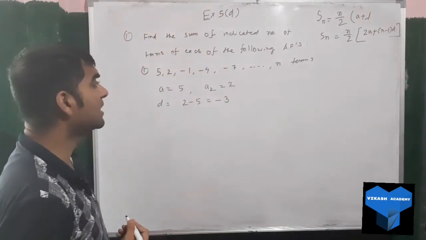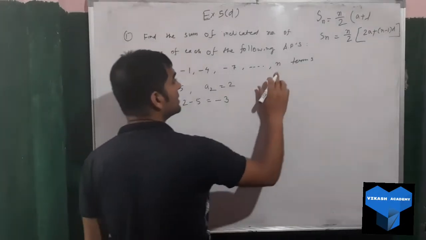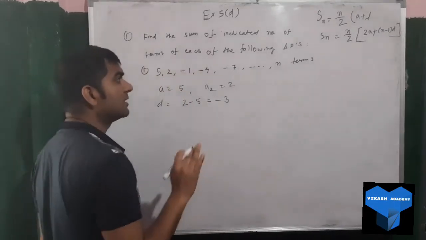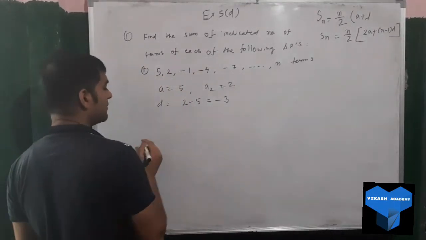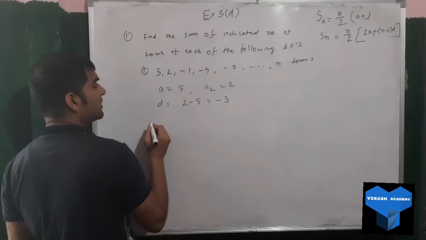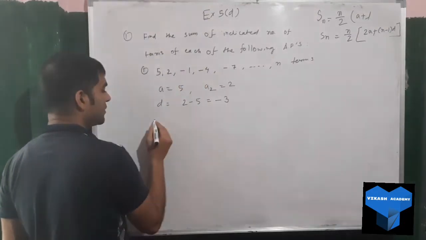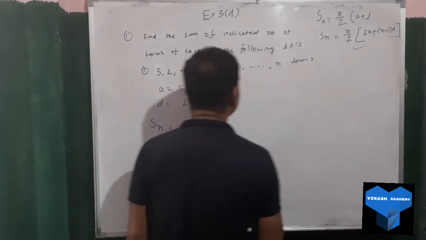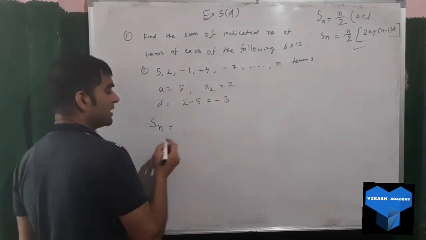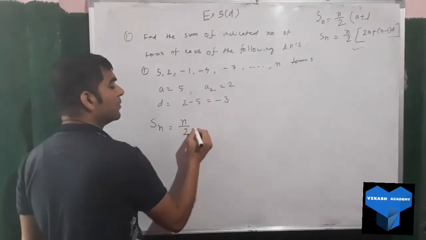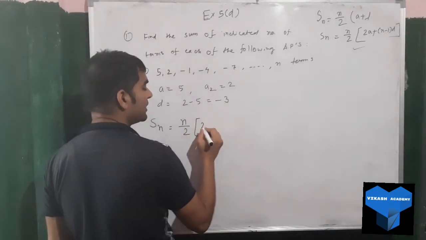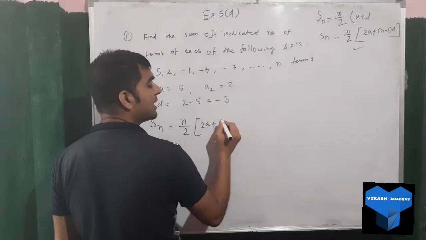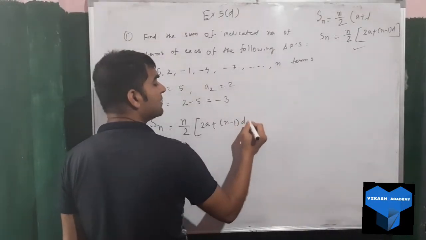Next is the last term. The number of terms, n, is already given here, till n terms. Now what is the formula? We need to find the sum of the series. You know Sn is equal to, and I will use the second formula because the difference we can easily find. So Sn will be n by 2, then in the bracket 2a plus (n minus 1) d, then close the bracket.